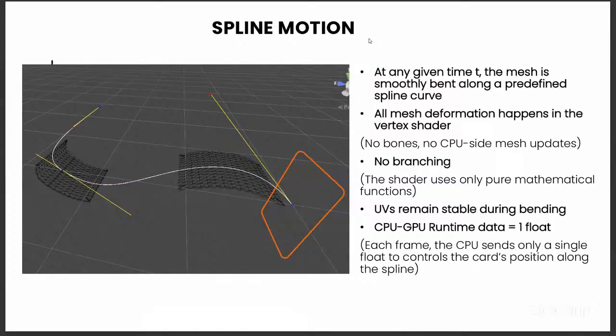Now the second bending system is called spline motion. In this motion, the mesh moves along a given spline and bends in real time to match the curvature at every point in the spline, in the Bezier curve.